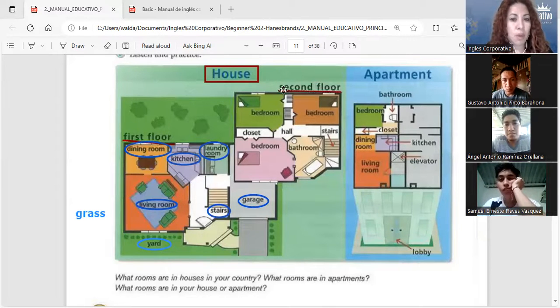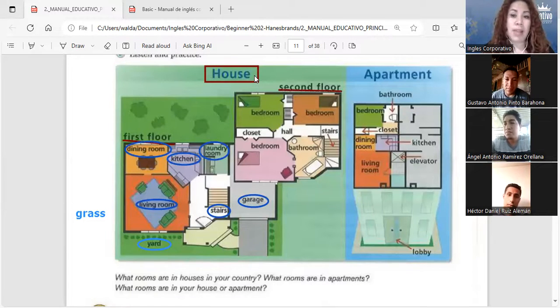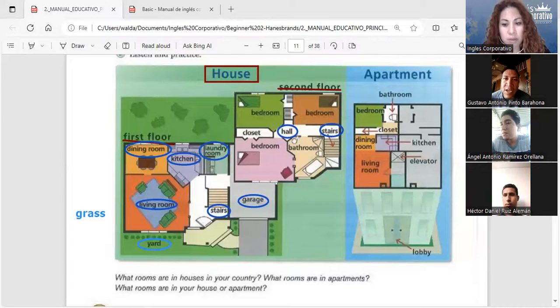Okay, we're going to the second floor. What is the second floor? Segundo piso. Exactly. Okay. After we go upstairs, these continue being the stairs. And we'll find the hall. What is the hall? No, no es sala. Pasillo. El pasillo. Very good.